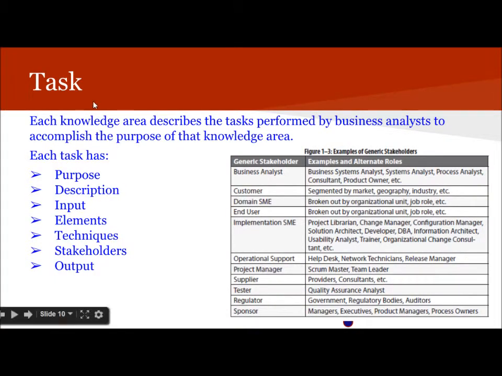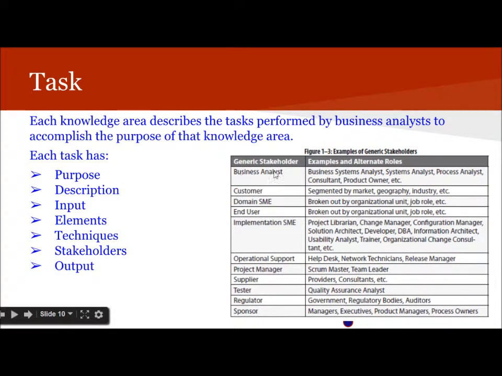So there is another term called task. Each knowledge area describes the tasks performed by the business analyst to accomplish the purpose of that knowledge area. So each task has the following format. It has a purpose, a description, input, elements, techniques, stakeholders, and output. And this is the example of generic stakeholders which will be used here.